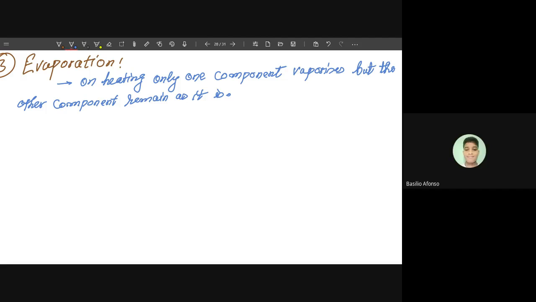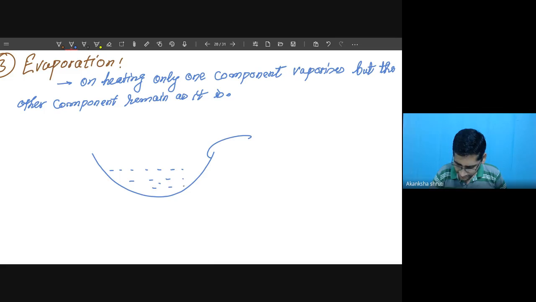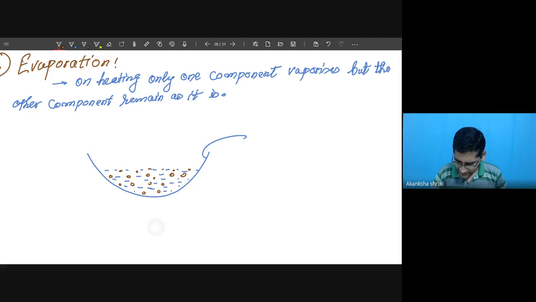How is this set up? For evaporation, you are going to take the mixture into a utensil, a dish. This is called a China dish. In this, you are going to take the mixture. So this is our water, and it contains salt. Salt is of smaller size and uniformly distributed, so it cannot settle down. Therefore, sedimentation cannot be used.